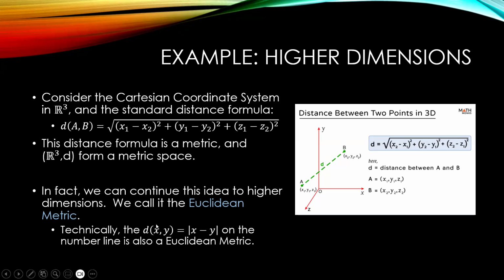Technically, our distance X minus Y would also be meeting in this category, because if you take the square root of (X minus Y) squared, that's the same as the absolute value.